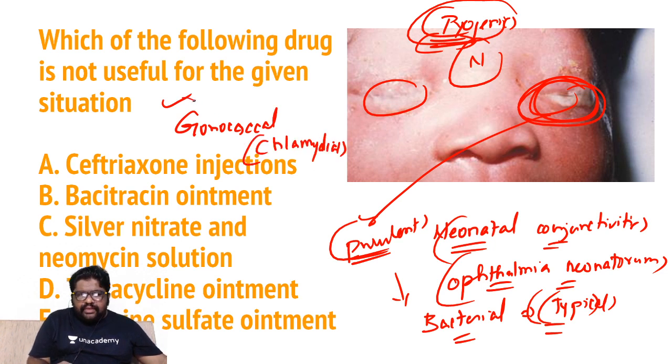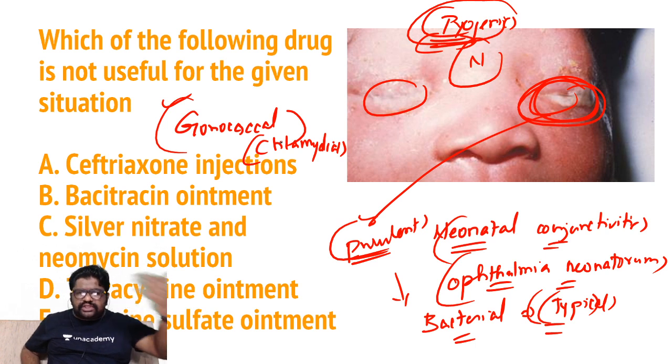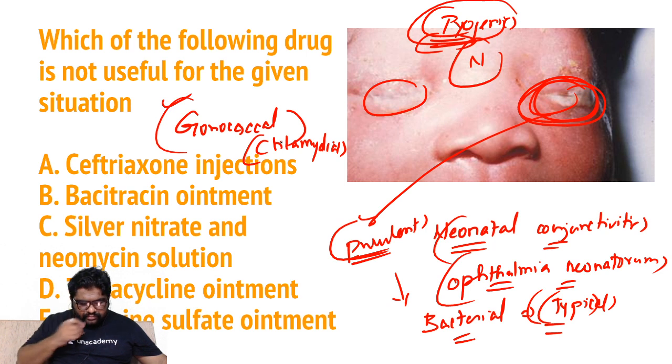Now, if you have sat in my previous classes, I have taken all the plus classes and the special classes also. Tell me, if pus is there, if pus is copious in amount, who should be more commonly chosen, gonococcus or chlamydia? Excellent. So I'll be choosing gonococcus, because gonococcus is more pyogenic than chlamydia, and gonococcus is actually an intracellular organism found inside the neutrophils.